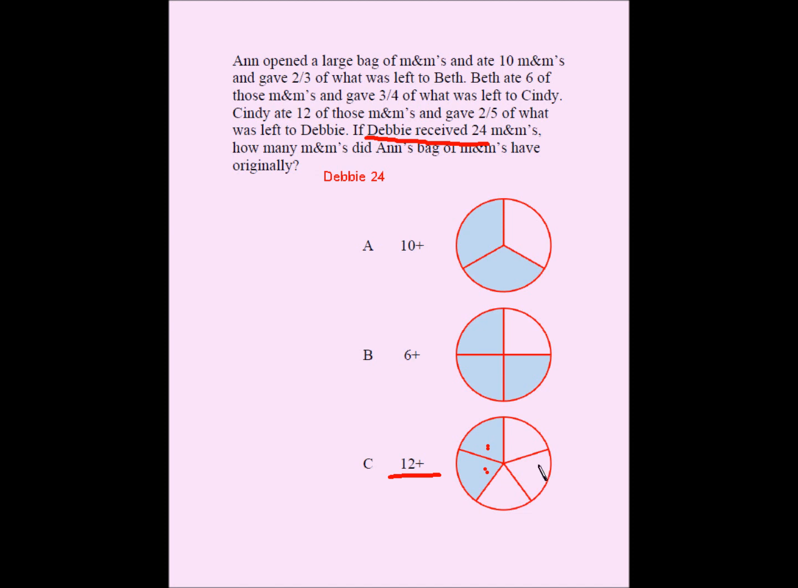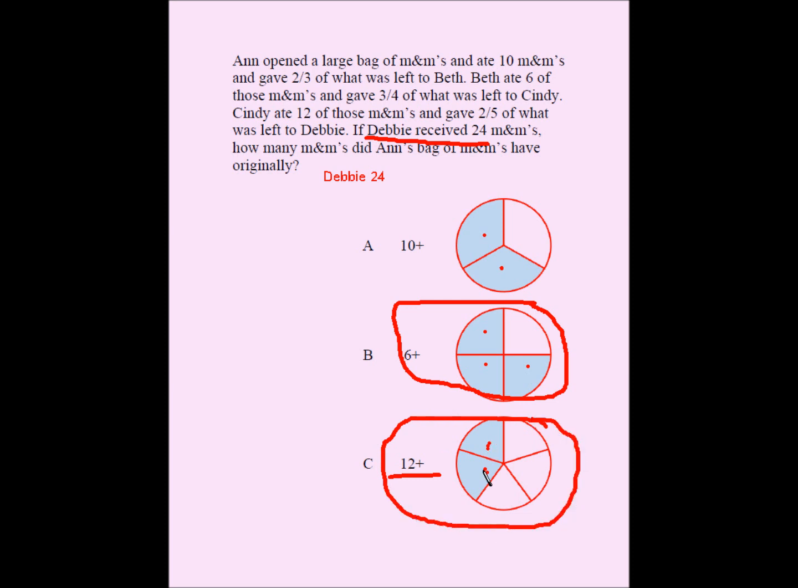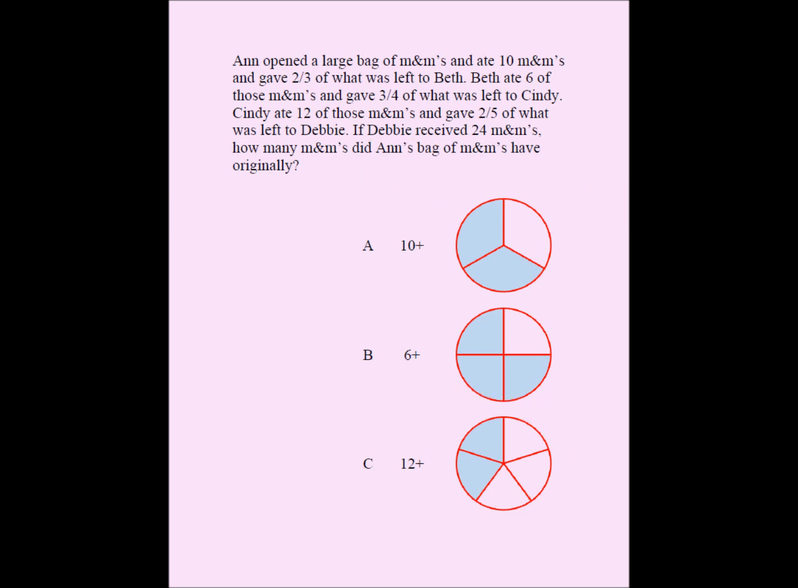So once again, these two are the same as this, and these three are the same as all this, and these two parts that Debbie got are equivalent to 24. So let's erase all that. Let's see what we have next.